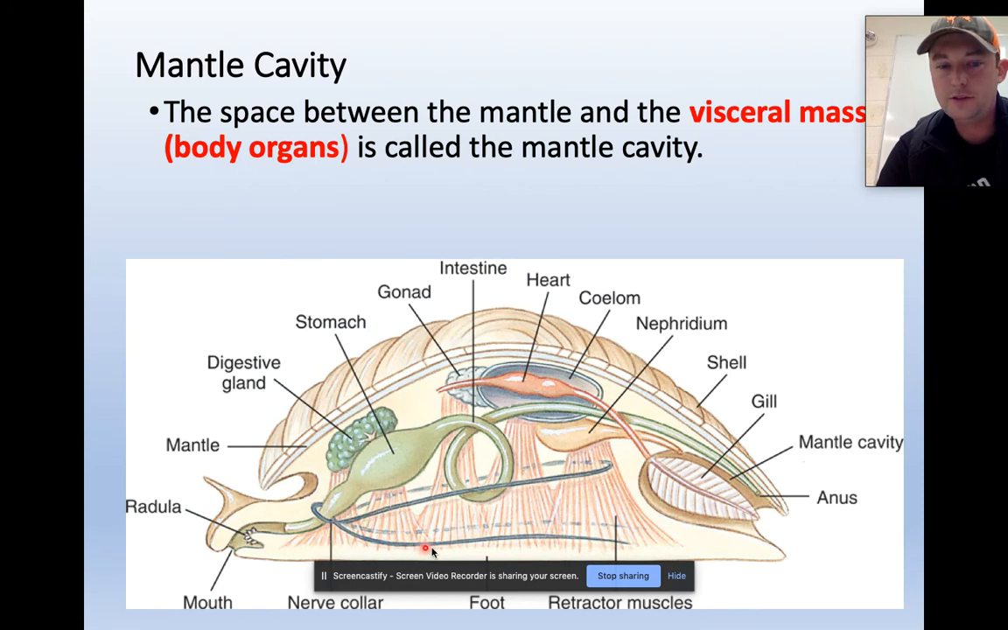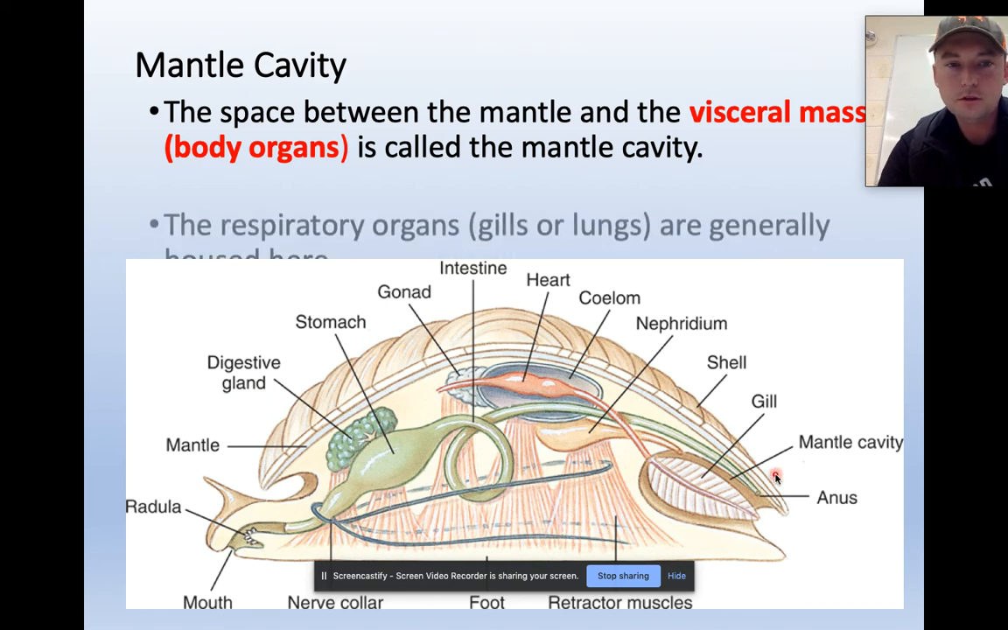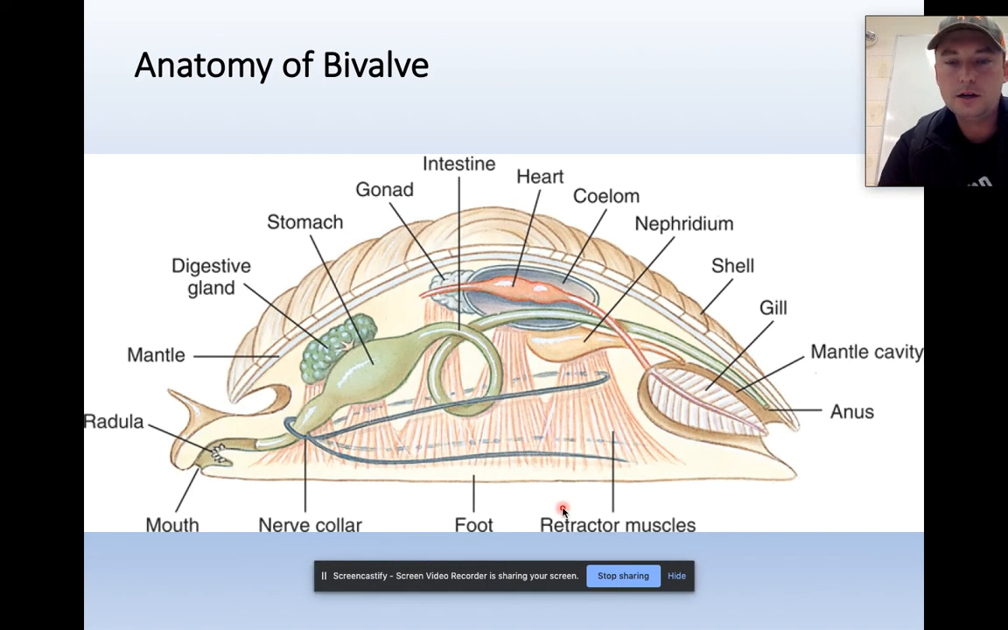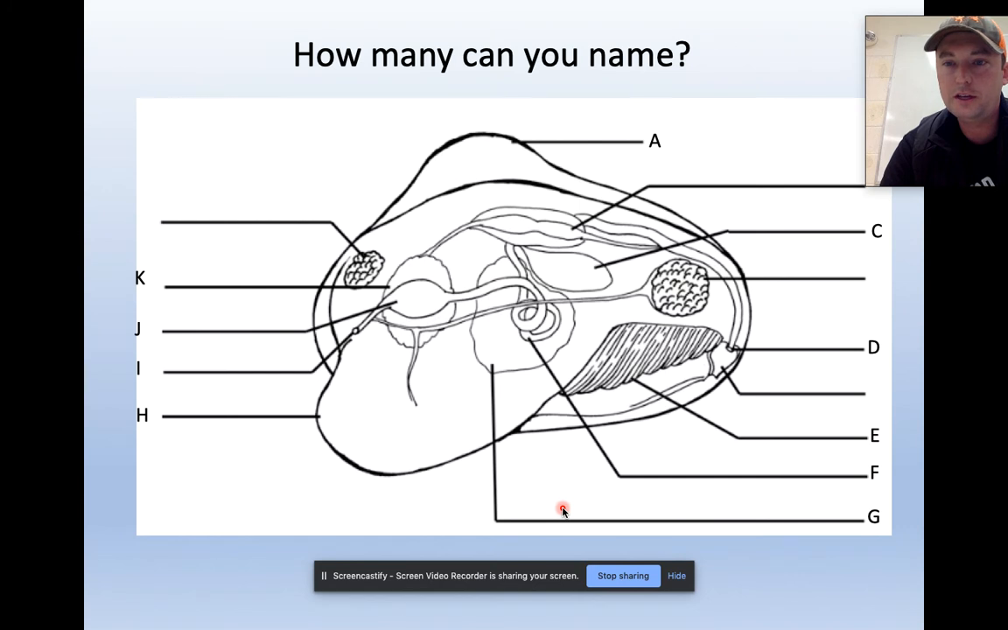And underneath there is the visceral mass. There is the foot. The difference between the foot and visceral mass is quite easy, especially with a probe, because the foot is much more muscle, so it's a lot harder. The visceral mass has a little give to it. So you can pause the video here and see how many you can name.